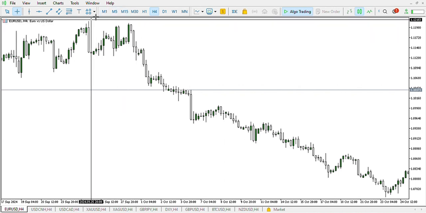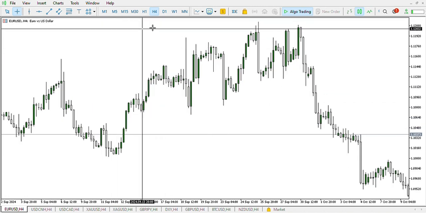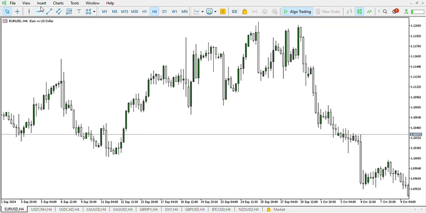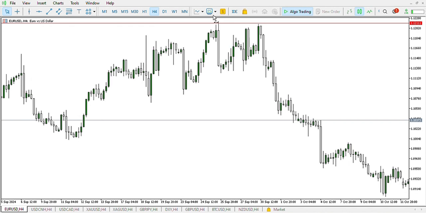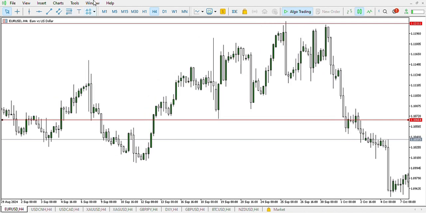While in a ranging market structure, we see price pushing from one support line to another. For instance, this is a ranging market structure. You see price pushing from one support to another resistance, as you can see here.